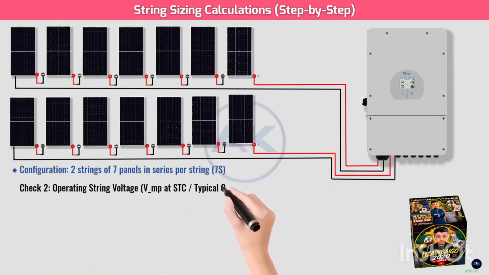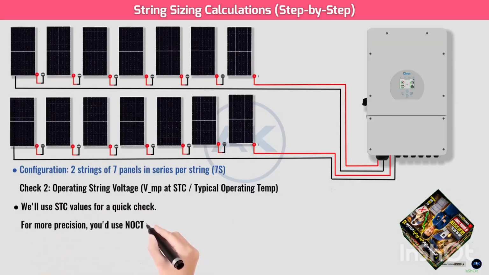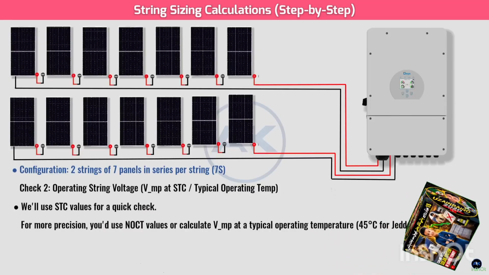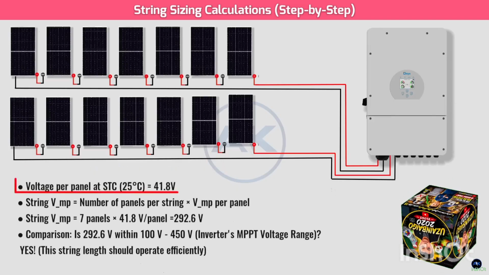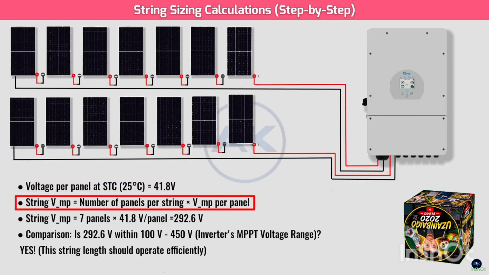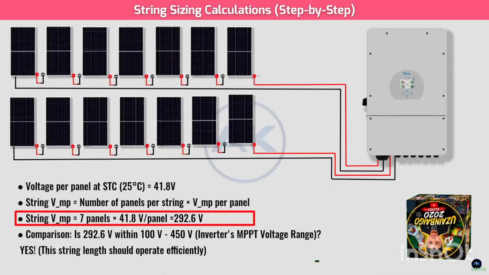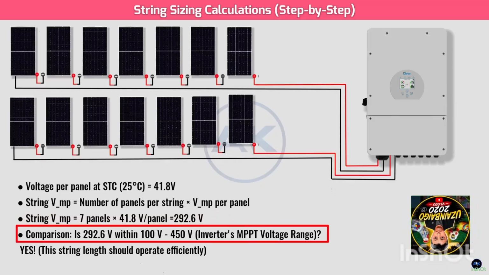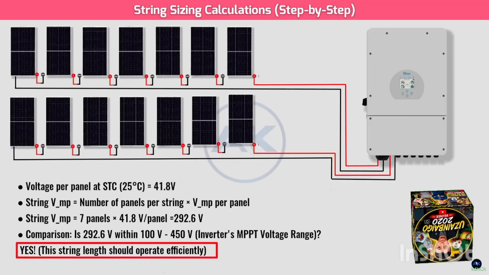Check 2. Operating string voltage, VMP at STC or typical operating temperature. We'll use STC values for a quick check. For more precision, you'd use NOCT, nominal operating cell temperature values, or calculate VMP at a typical operating temperature, 45 degrees Celsius for Jeddah. Voltage per panel at STC, 25 degrees Celsius, equals 41.8 volts. String VMP equals number of panels per string times VMP per panel: 7 panels times 41.8 volts per panel equals 292.6 volts. Comparison: is 292.6 volts within 100 volts to 450 volts, the inverter's MPPT voltage range? Yes. The string length should operate efficiently.